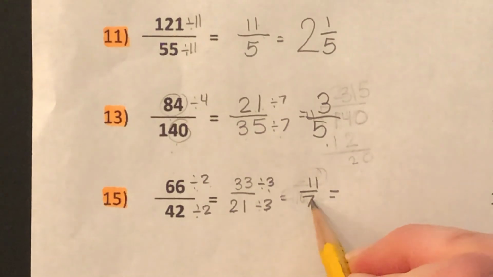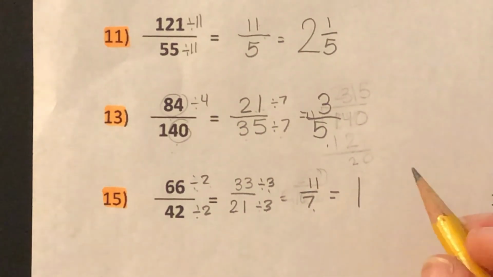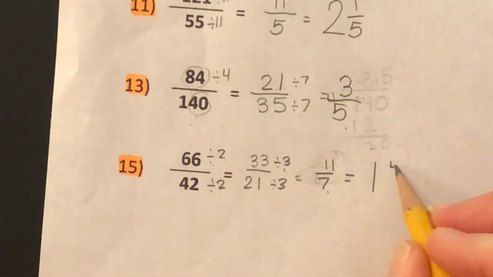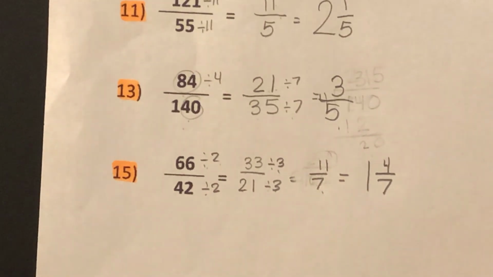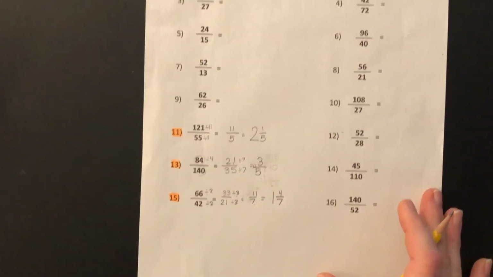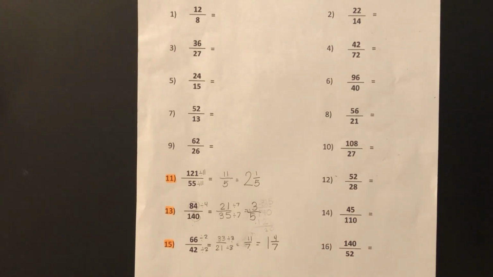11 divided by 7, it's 1, with 7, 8, 9, 10, with 4 sevenths left over. There. So go ahead and do the rest. Remember, reduce it as much as you can possibly reduce it before you're done. Some of them don't have to be converted, like that one, and some of them do. Whether you convert it or not, the first thing you do, reduce it as much as you can.